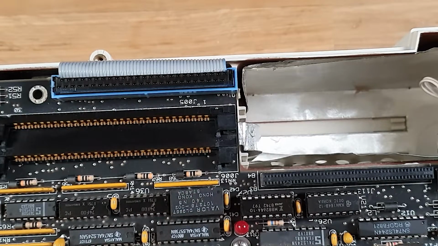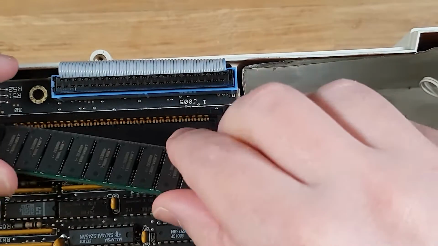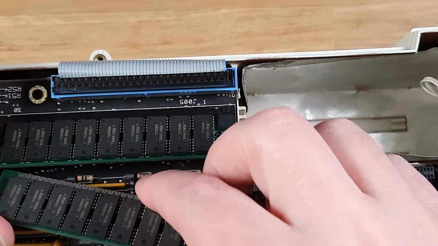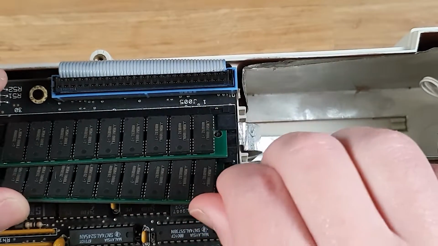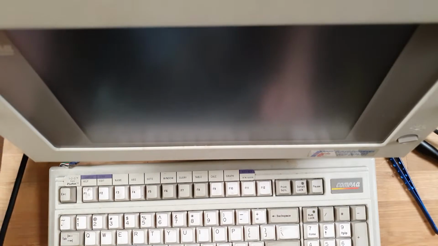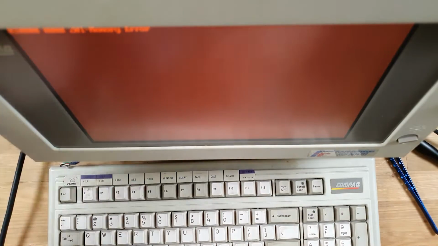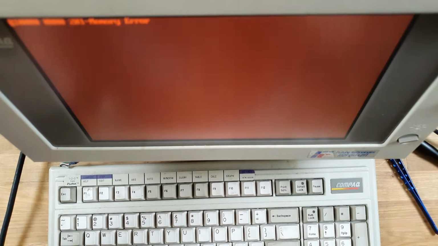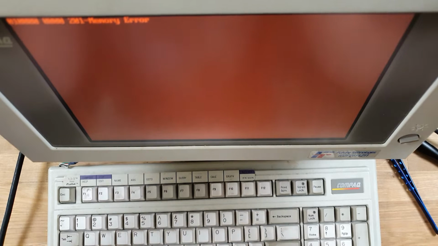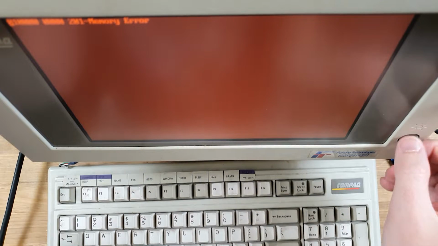I just need to pop the RAM back in. We slot in like so. Okay. Come on, baby. Nope. Memory error. Still. Well, damn. That sucks.